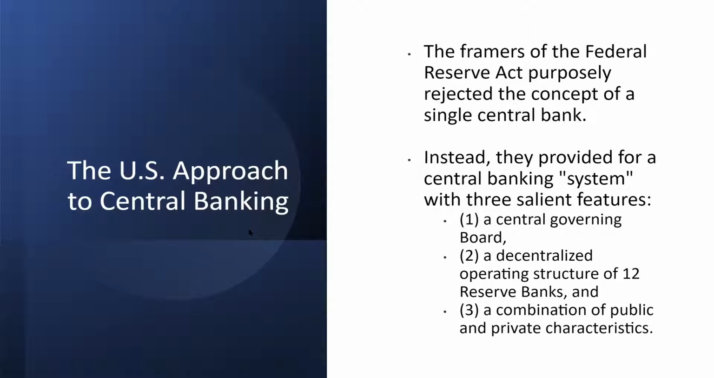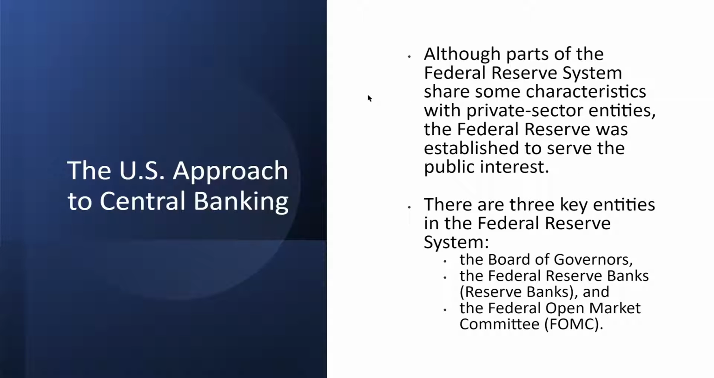So the U.S. has a unique approach to central banking. The framers of the Federal Reserve Act, and I don't mean the framers like Benjamin Franklin, I'm talking about 1913, 14, 15, 16, and 17, purposely rejected the concept of a single central bank. So what they did instead was they provided for a central banking system, and it has 3 features. One, it's got the Central Banking Board, which meets in Washington, D.C., and then a decentralized operating structure of 12 reserve banks over, at the time, 48 states. Now there's 50, obviously. And then a combination of public and private characteristics makes up this institution.